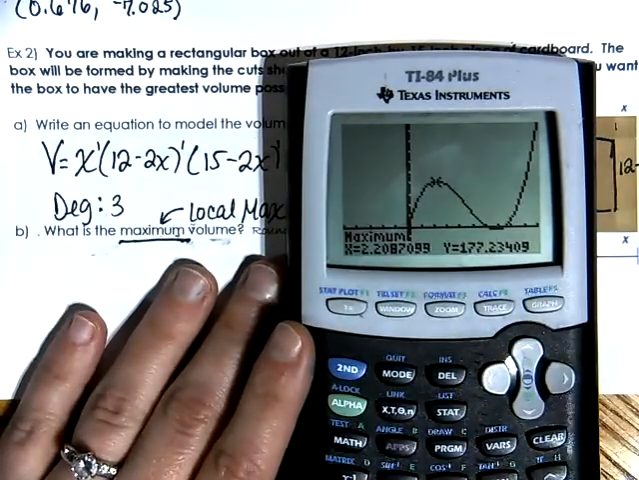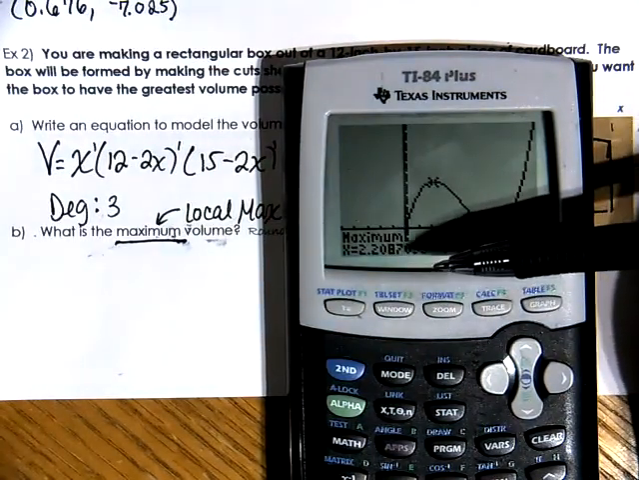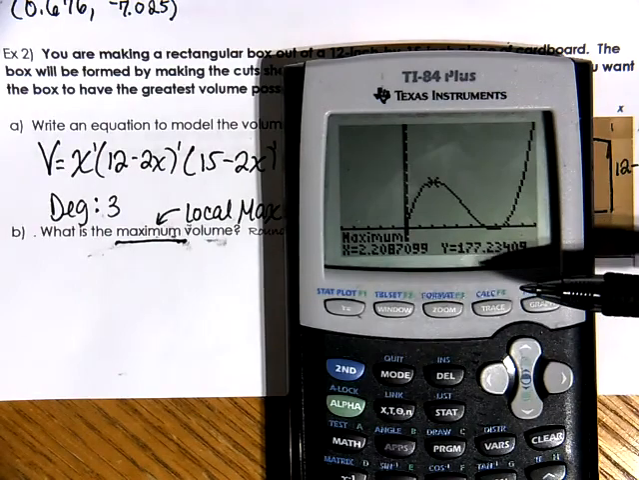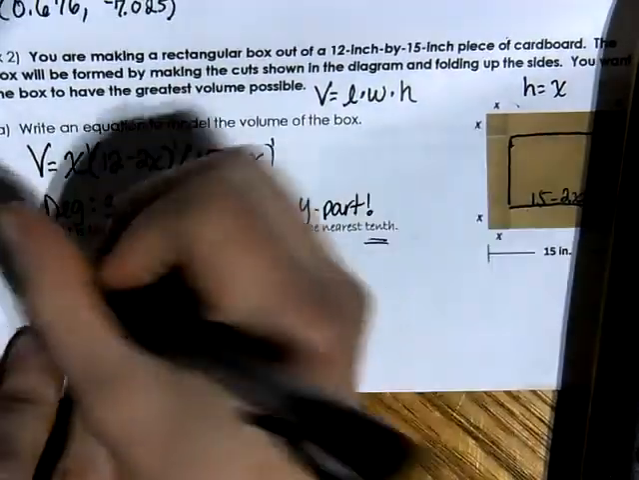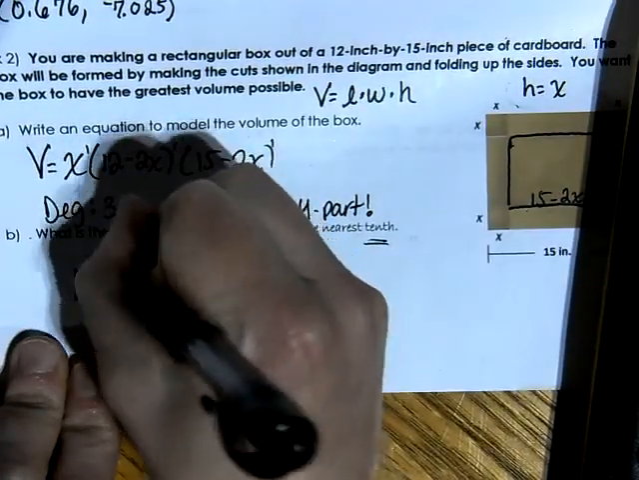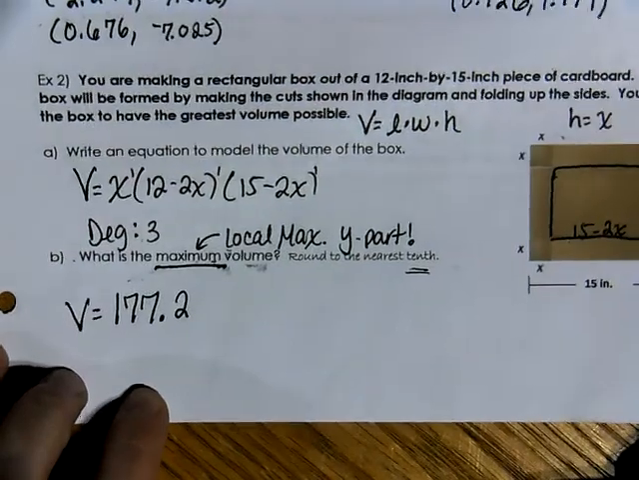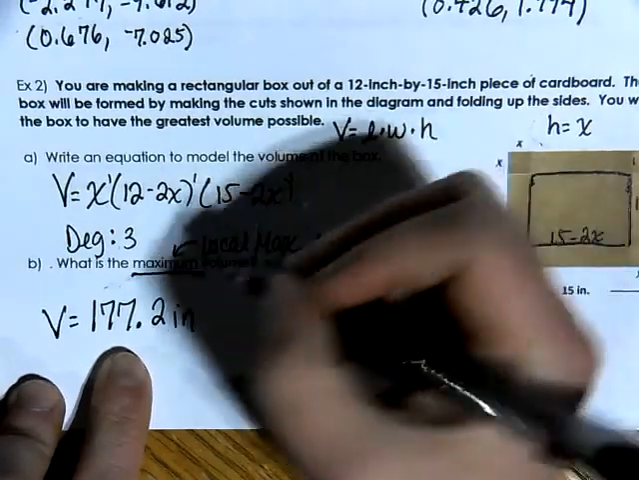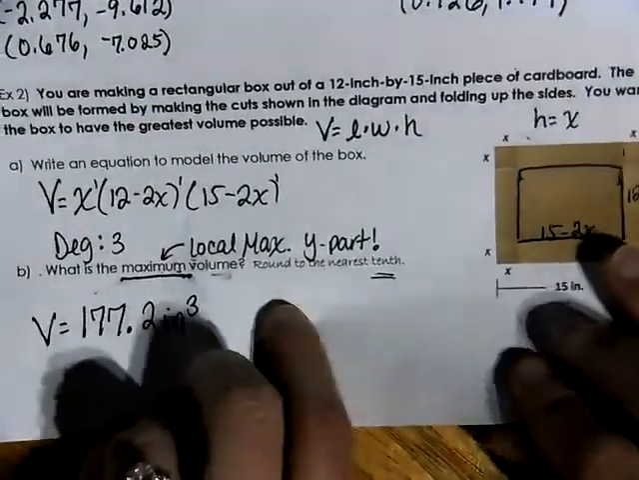And it looks like my maximum value ends up being, now remember, x represents the height. So this 2.2087 represents what the height of the box would be. 177.2, if we rounded to the nearest tenth, is what the directions are asking us. That's 177.2. And this is volume. And remember that volume always is in units cubed. And so because we're talking about inches, our volume is going to be 177.2 inches cubed.